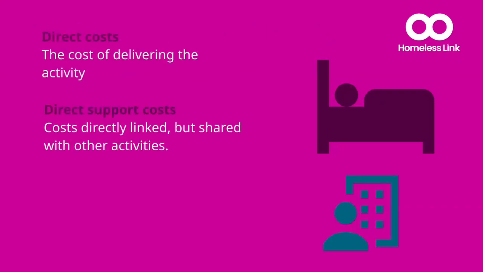First, we have direct costs of delivering our activity. For example, in a night shelter, this might include staff team, accommodation, laundry, food and utilities. All of these are essential to direct delivery of the service. Then we have direct support costs. These are costs which are essential to enable you to deliver the service, but might be shared with other services, things like training and marketing, monitoring and evaluation, and regulatory costs for specific services.